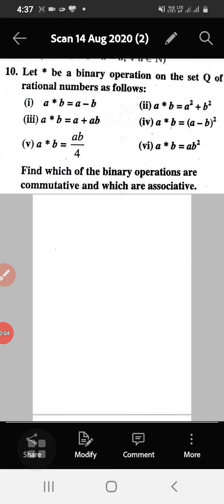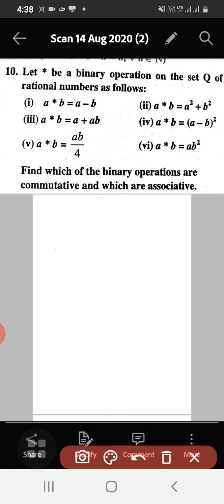On the screen you are observing, I have considered 6 cases. Let star be a binary operation on the set Q of rational numbers defined as follows. I will read the problems one by one. A star b is equal to a minus b. A star b is equal to a square plus b square. A star b is equal to a plus ab. A star b is equal to a minus b whole square. A star b is equal to ab divided by 4. The last one is a star b is equal to ab square.